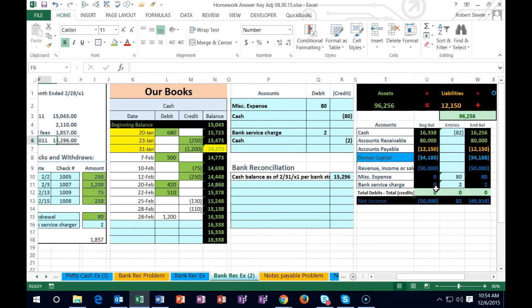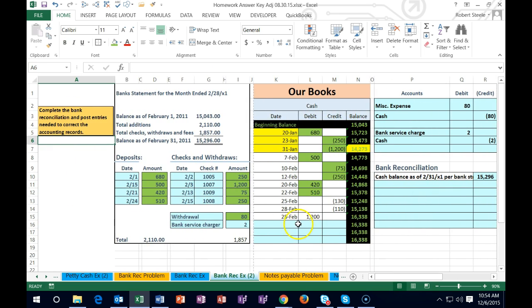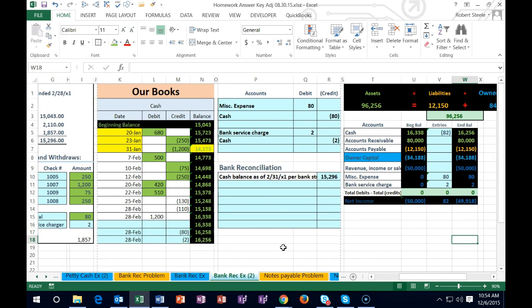And we can also represent that in our T account over here in our general ledger. I'm going to put it in as of 2/28. We have the $80 on the credit side, and we have on 2/28 the negative $2. So now that represents our 16,256, which is now what is represented on our trial balance over here, so we can see it in those two ways. So there's the activity in the cash account in relation to the other accounts that would be affected.